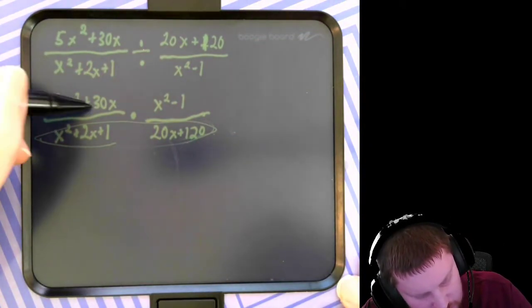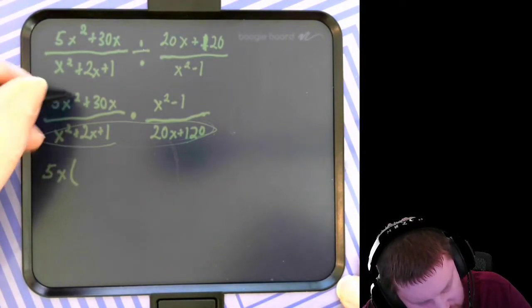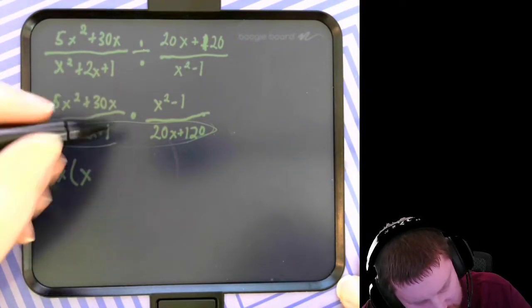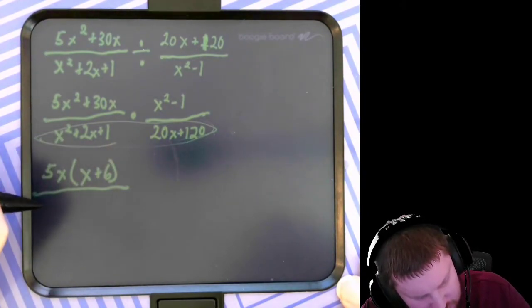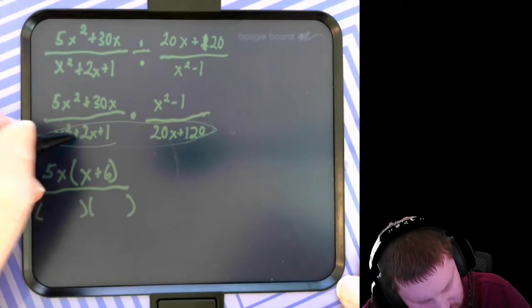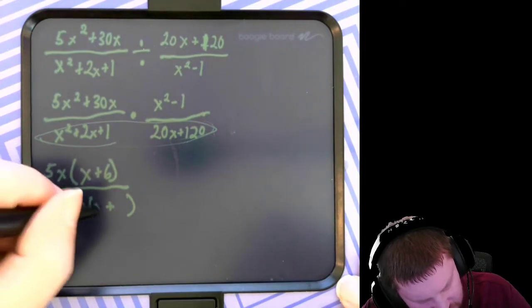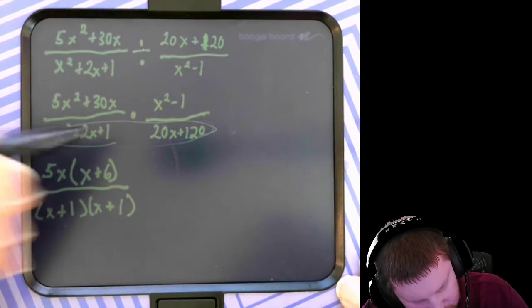So 5x squared plus 30x, they both share a 5, they both share an x. 5x squared divided by 5x is x. 30x divided by 5x is just 6. On bottom, the trinomial factors into a pair of binomials. Addition at the end, they're both the same. Addition here, they're both plus. x and x, the factors of 1 are 1 and 1. 1 plus 1 is 2, so we're good.